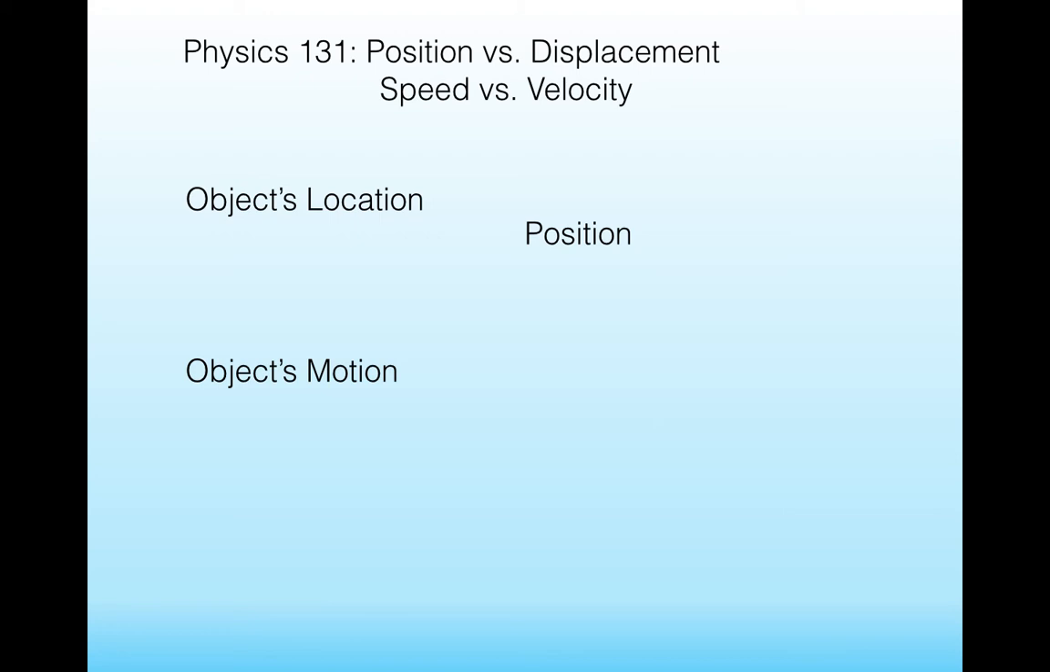When an object changes location, it's said to have a displacement. A displacement is a change in location or position on the coordinate axis. When an object changes its position, it can do so with a velocity. And we also sometimes use the word speed. In the next couple of slides, I'm going to talk about the difference between position, displacement, velocity, and speed.